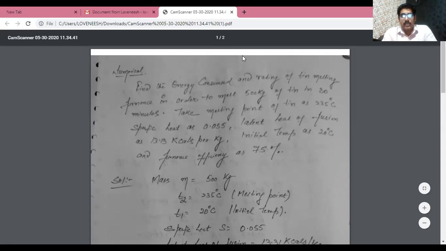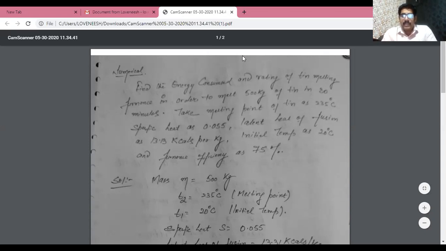So this numerical is totally based upon induction heating. Now, what do we have to calculate? We have to calculate how much heat energy is required to melt tin of weight 500 kg.